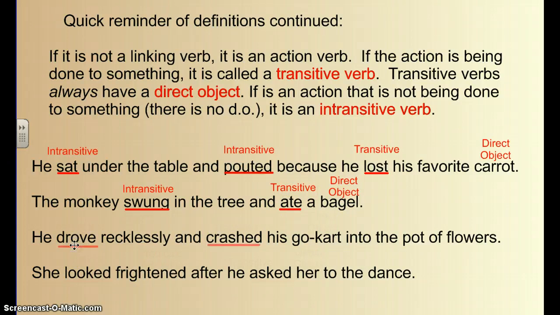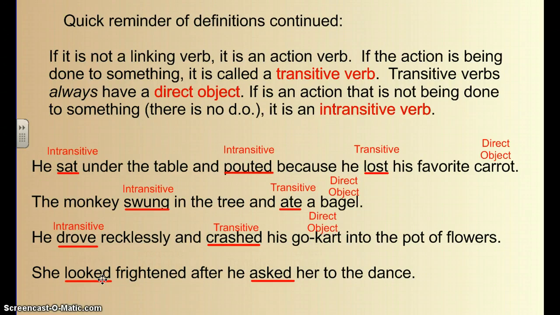He drove recklessly and crashed his go-kart into a pot of flowers. Again, drove. Recklessly is just describing how he drove, but he's not driving anything. If I said he drove a car, that would be transitive. In this case, though, it is intransitive, but crashed is something he did to his go-kart. Therefore, I have a direct object, and it is transitive.